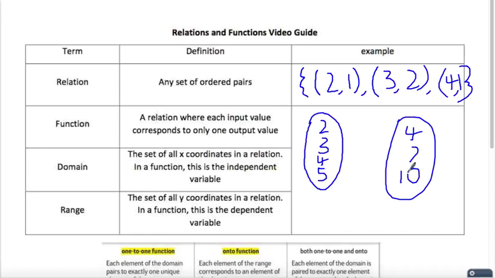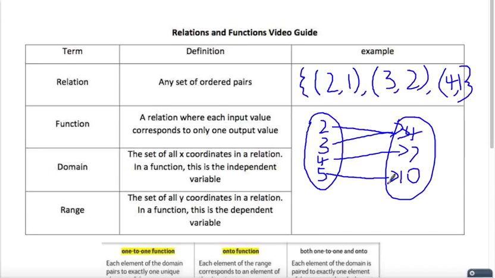And then the way you say that they match up is you draw an arrow. So 2 maps to 4 because we have 2 going to 4. Let's say 3 also maps to 4. 4 goes to 7. And 5 goes to 10. So in this relation, every single x value maps to only one y value. So that's what makes it a function. Something that's not a function could have an x value with 2 separate y values.